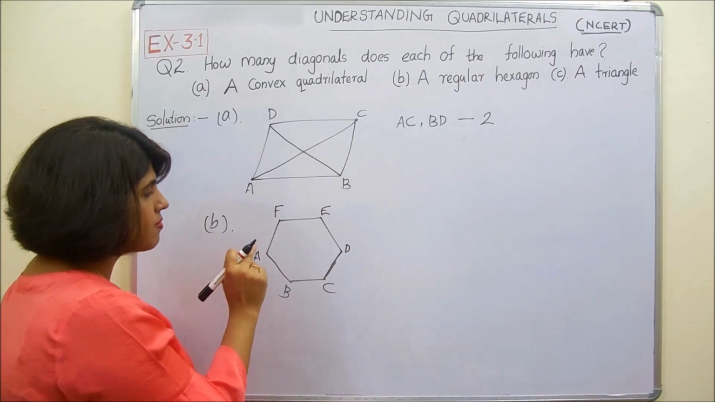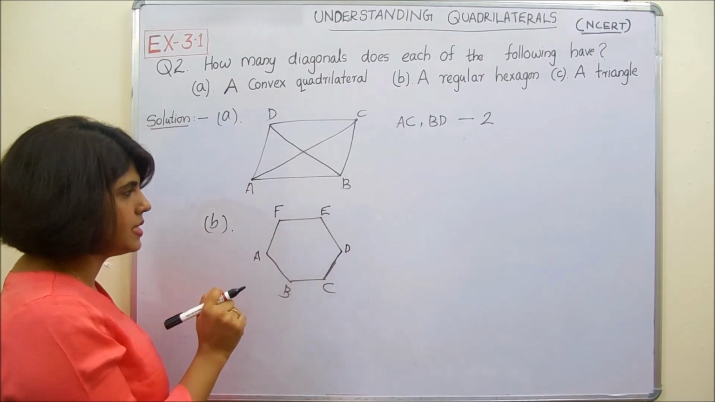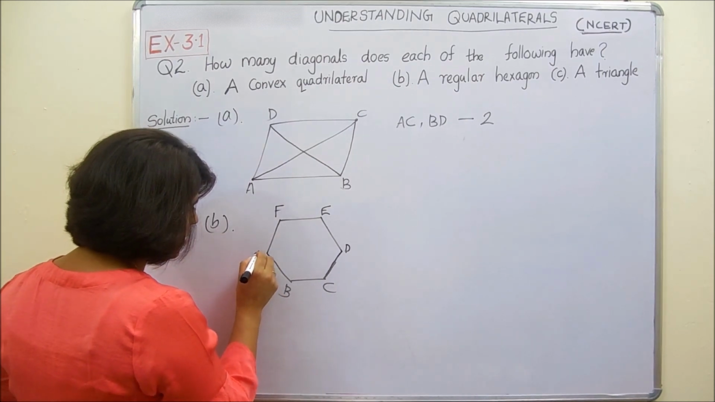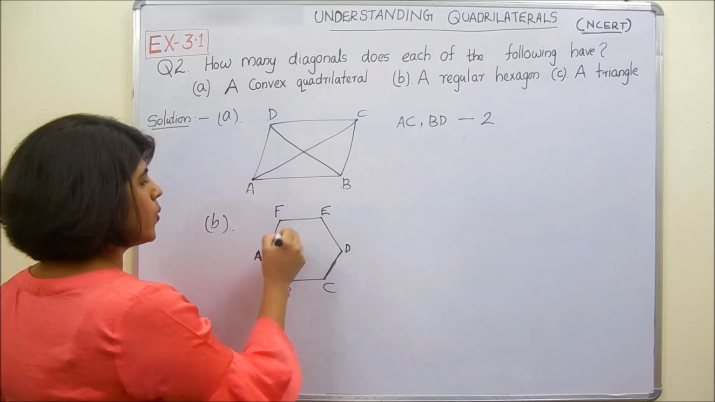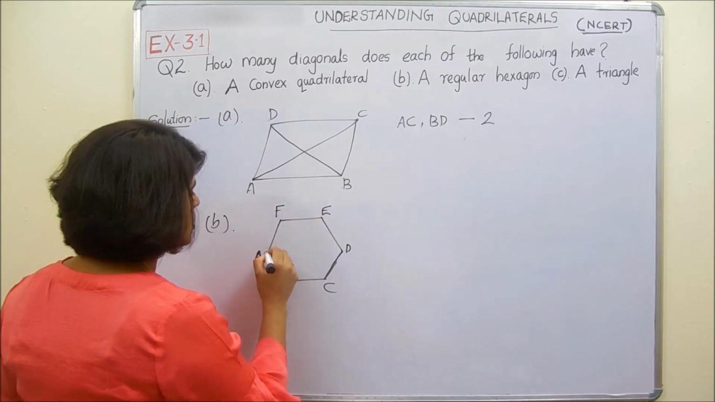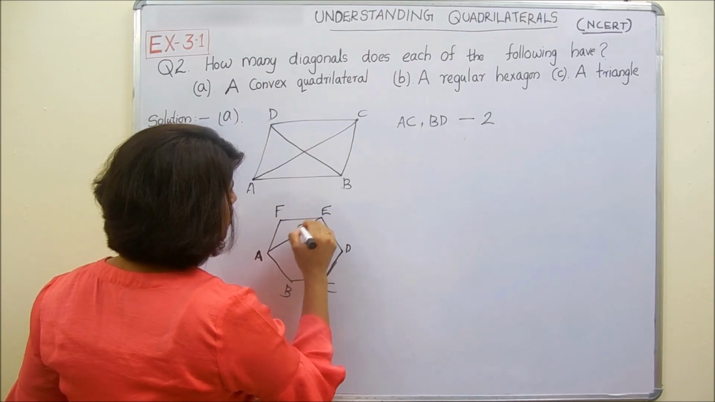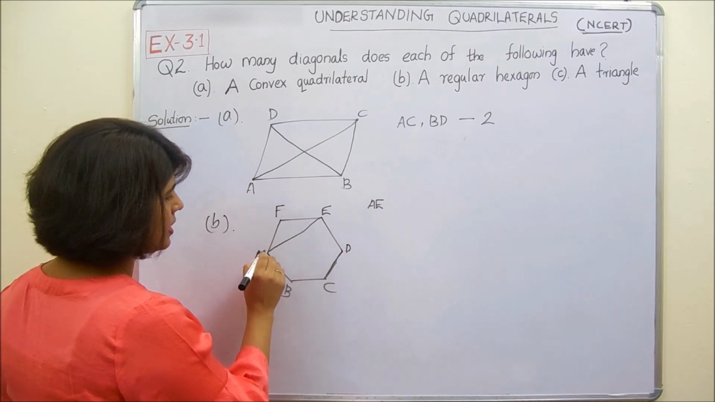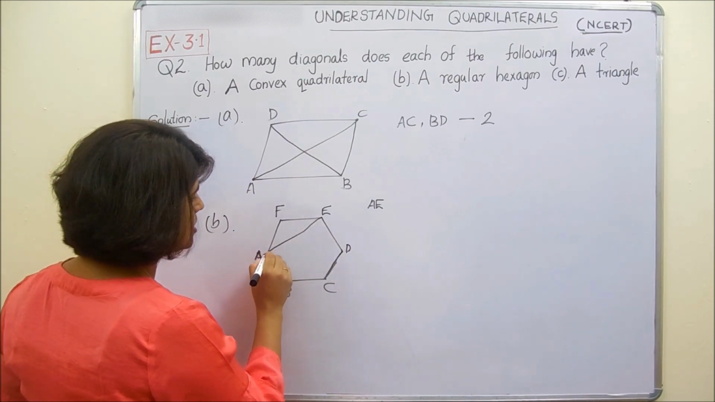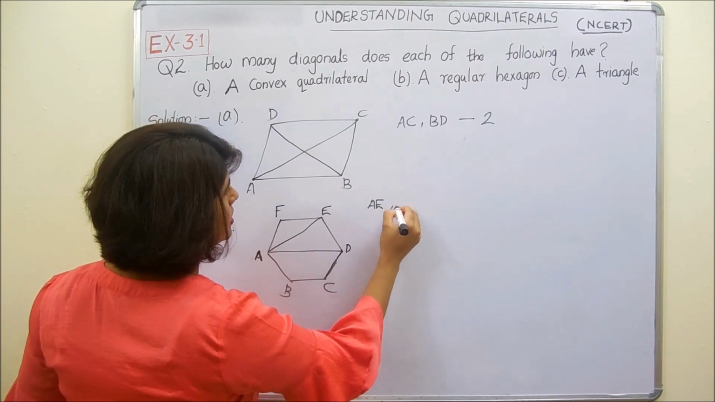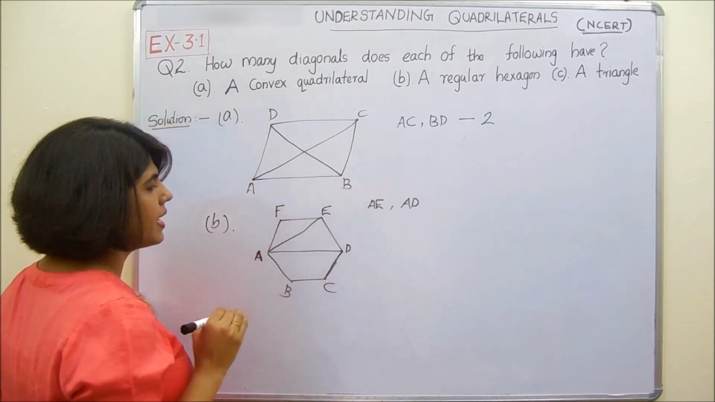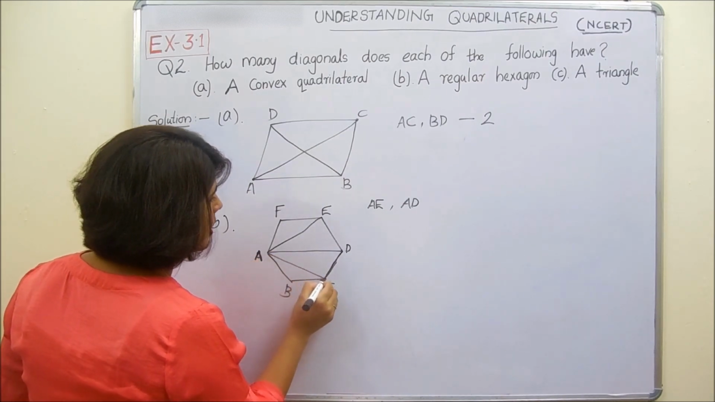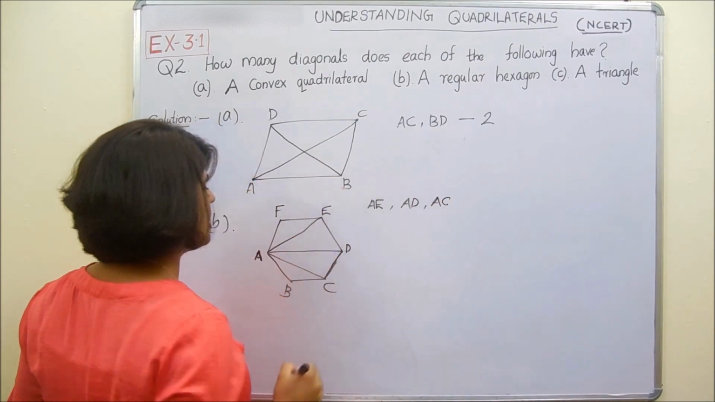Now what we have to do? We have to join the non-consecutive vertices of this polygon, which will form diagonals. So let's start from the vertex A. A and E are non-consecutive vertices, so AE is one of the diagonals, and next, A and D are non-consecutive vertices, so AD is again a diagonal. A and C are non-consecutive vertices, therefore AC is again a diagonal.